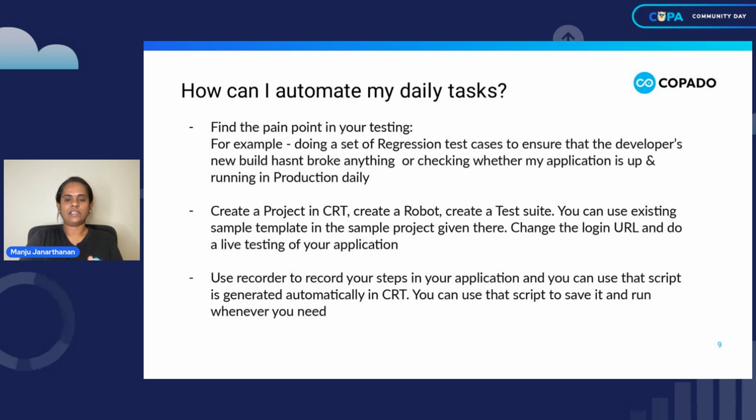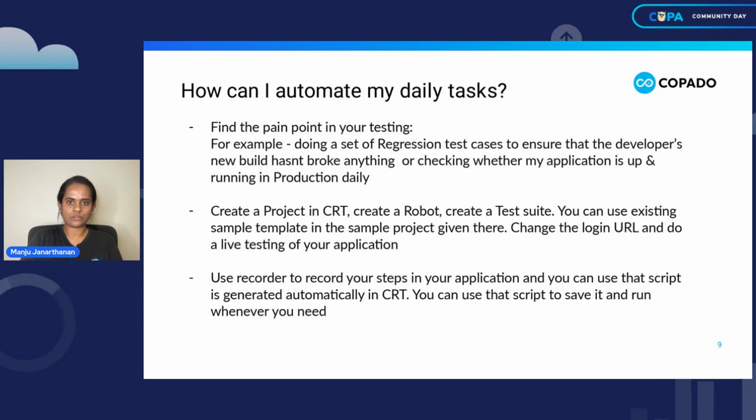Then we move on to the next important thing, and my favorite thing, how do you automate your daily task, right? So a few people here will be in testing and you will have a lot of pain points in your testing. It can be that your developers are giving builds at some frequency where you are not sure what you will miss in your testing, or it can be a set of regression test cases that you want to run on your application daily, or whether you want to check that your application is up and running in production daily, because that would be a real disaster to imagine being in a testing team, right? We know.